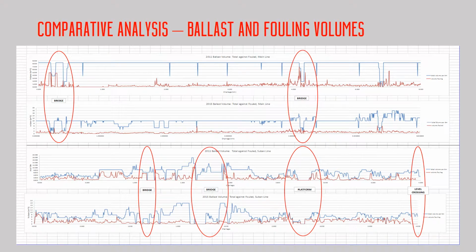Using the GPR gathered from 2011 and 2015, the total volume of ballast was found using the standard profiling of the ballast trap. This volume was then multiplied by the PVC to give an approximate volume of fouled ballast. The graphs shown here represent these volumes for the two sections, with the blue line indicating the total volumes and the red the approximate fouled volume. The circled sections are the locations of structures such as bridges and platforms.